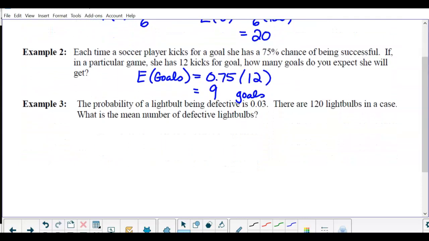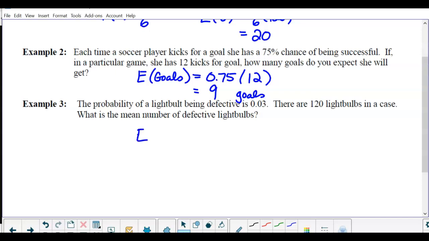Okay, in a factory, they test things that they make. They do a sample, a random test, to figure out how many things are coming out defective, so they know whether they have to fix the machine or whatever that's making them. So in this case, light bulb factory, they find that the probability of a light bulb being defective is 0.03. There's 120 light bulbs in the case. How many would you expect to be defective?